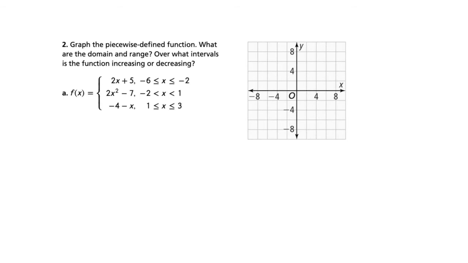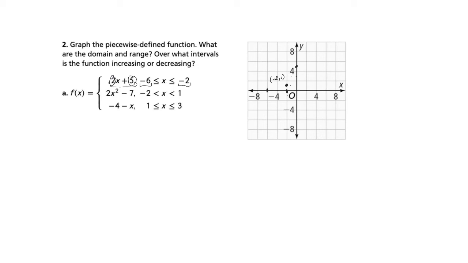All right, so this one we're actually going to do part A together, and then I'll let you do B on your own. So this one goes from -6 to -2 for 2x plus 5. Now we have a y-intercept of 5, so it starts here. And then we have a slope of -2 over 1, so we go down 2 to the left 1, then down 2 to the left 1, and it hits right here at -2, 1.